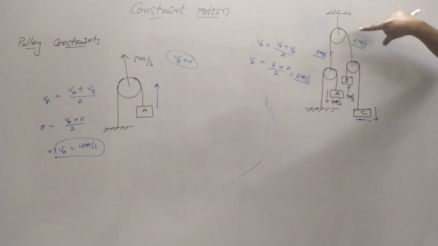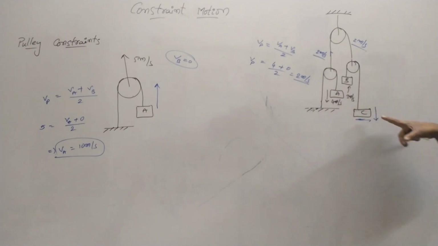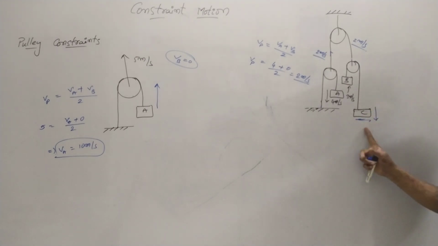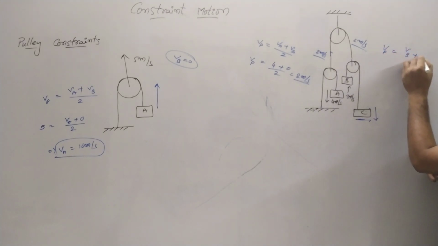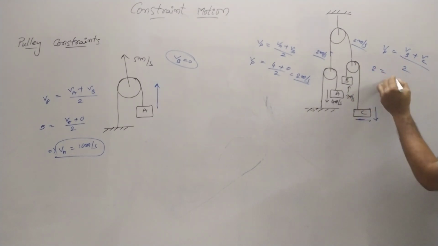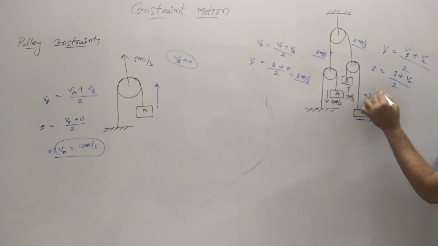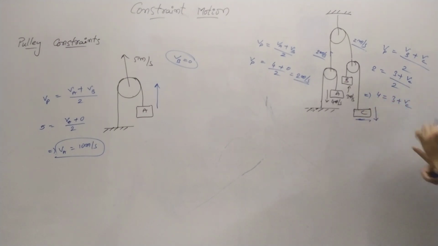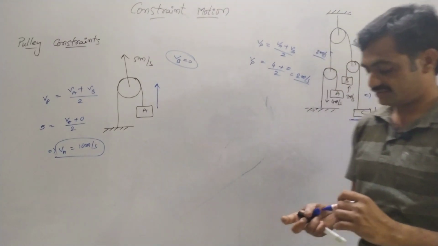Now observe that we have the velocity of the pulley as 2 meter per second, and the velocity of this block as 3 meter per second. Based on this, we have to find the velocity of this block C, whereas velocity of the pulley equals velocity of the block B plus velocity of the block C by 2. Velocity of the pulley is 2, so 2 equals 3 plus velocity of the block C by 2, which gives 2 into 2, 4. 4 equals 3 plus velocity of the block C. From this we can represent that velocity of the block C equals 4 minus 3, which is 1 meter per second.